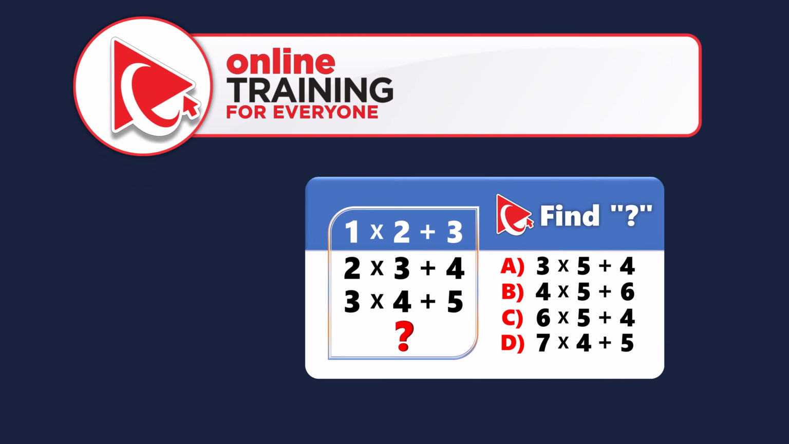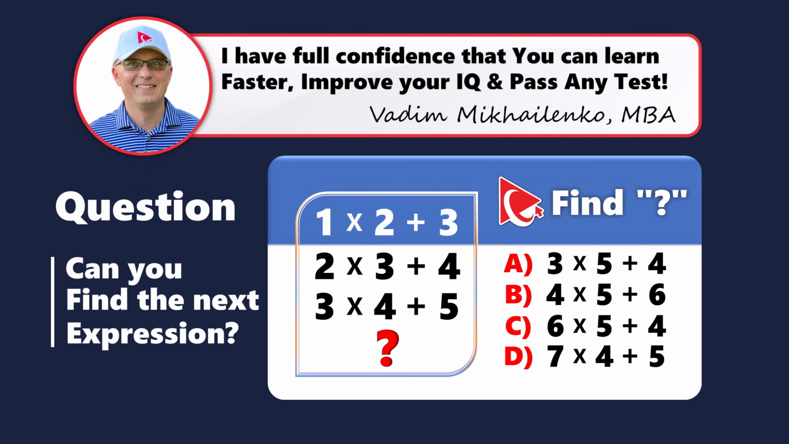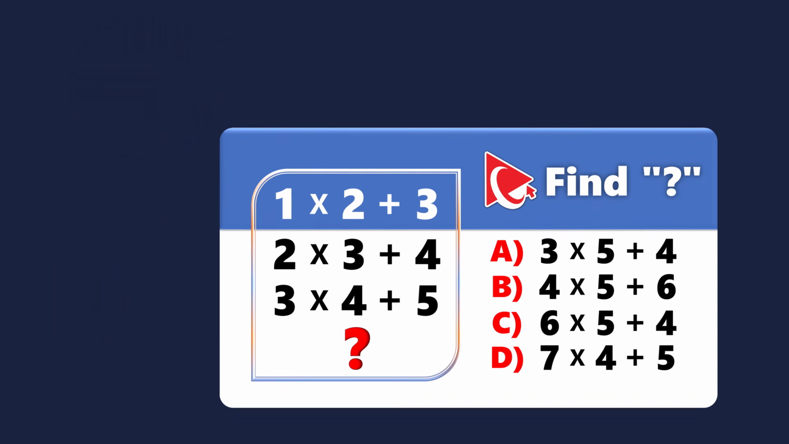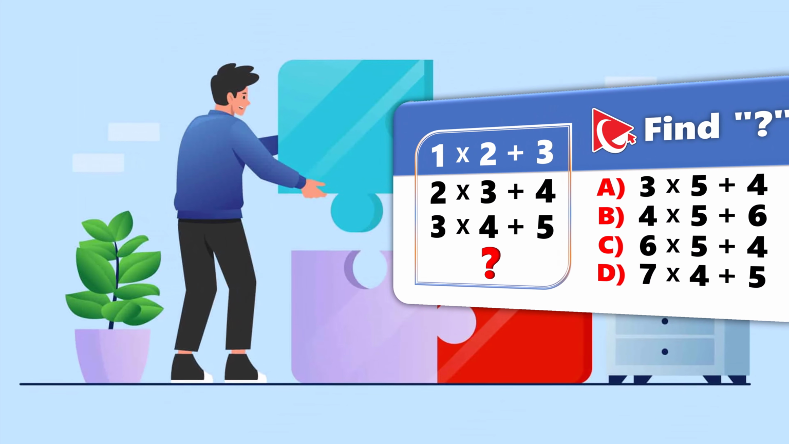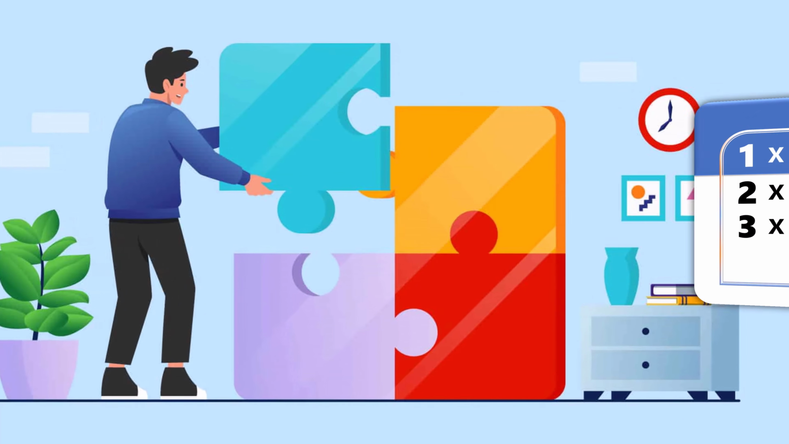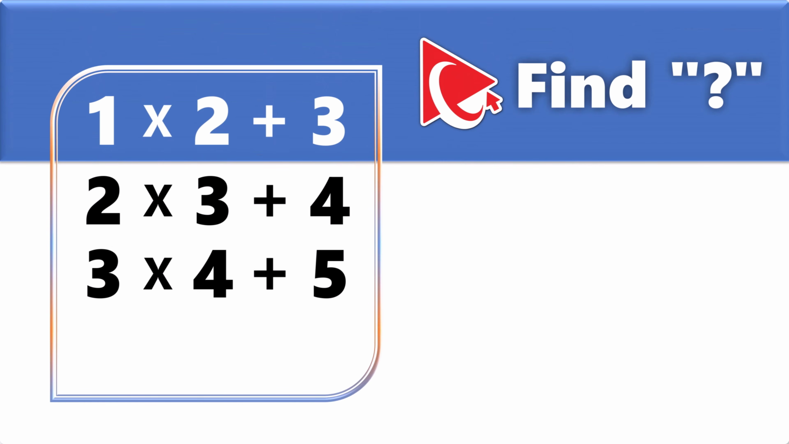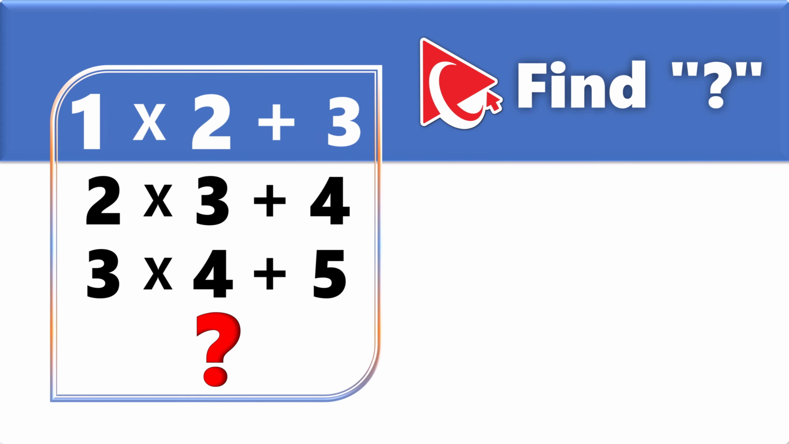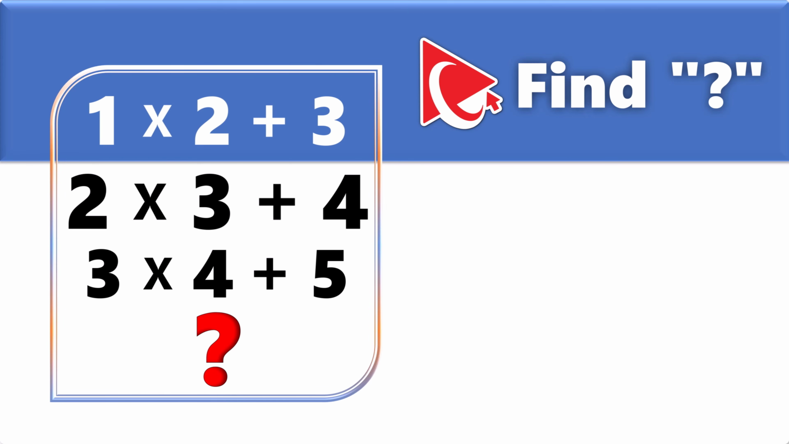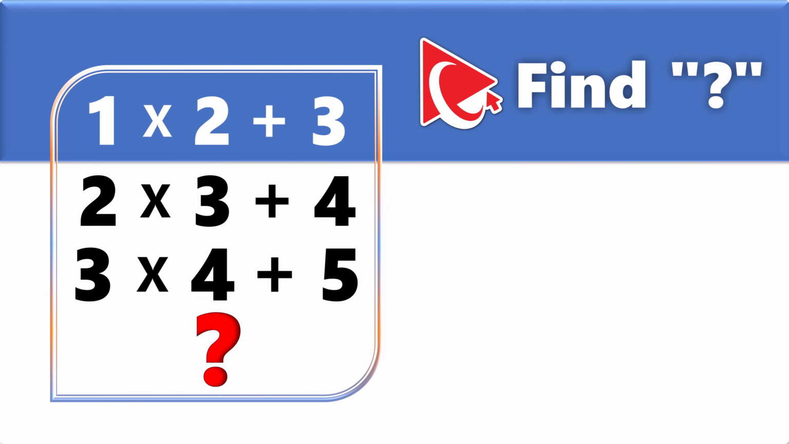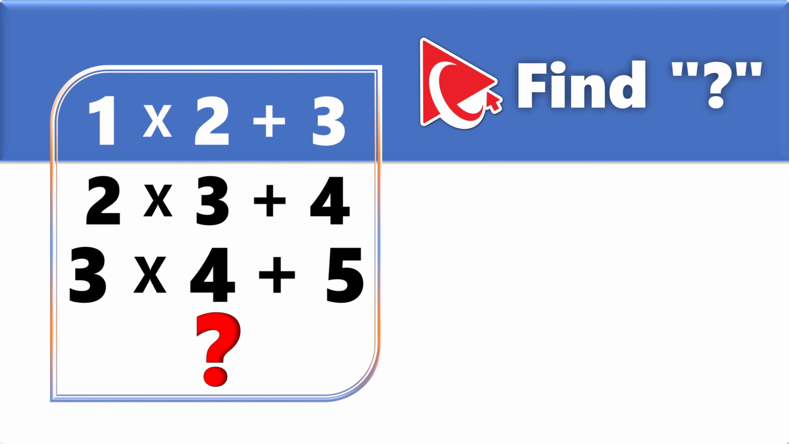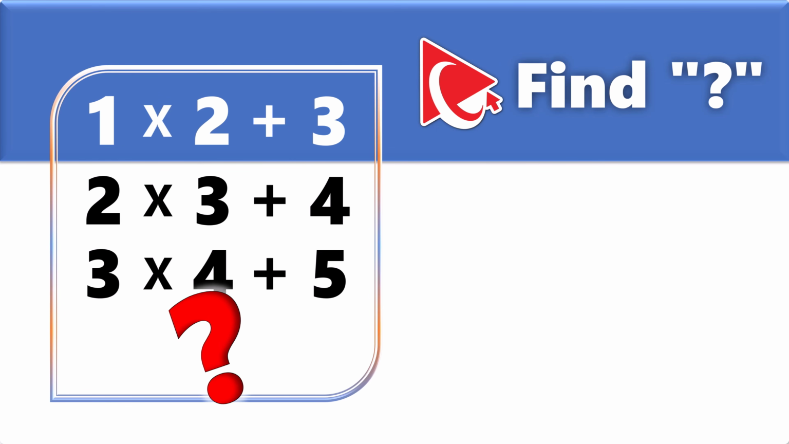Let's explore this mind-boggling assessment test together. This question goes beyond typical assessment and validates your attention to details as well as your practical problem-solving techniques. You're presented with 3 expressions and you need to find the 4th one. The first expression is 1 by 2 plus 3. The second expression is 2 by 3 plus 4. The third expression is 3 by 4 plus 5. The 4th expression would need to be selected and rationalized out of 4 possible choices.